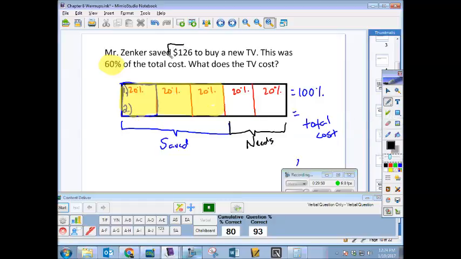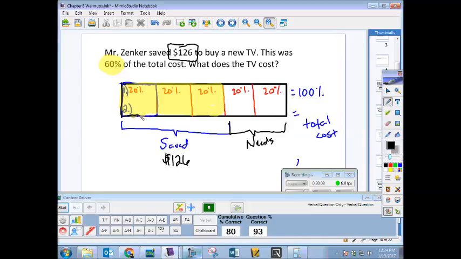So ask yourself real quick, does 126 equal the amount that he needs, or the amount that he saved, or is that the total cost of the TV? That is the amount saved. So we have $126 right here.